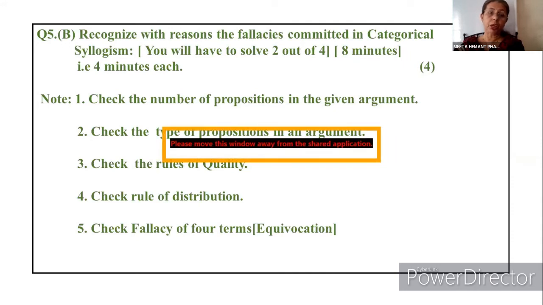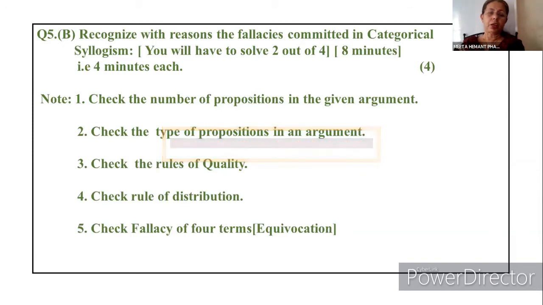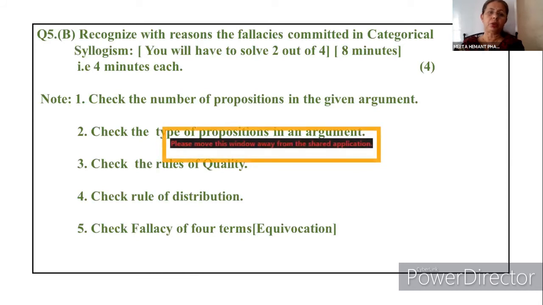Then you will have to check the rules of quality. There are two rules of quality. You know that. First rule is that no conclusion can be drawn from two negative premises. So check whether both the premises are negative. Second rule is that when either of the premises is negative, then the conclusion must be negative. So you check whether either of the premises is negative and the conclusion is affirmative or what.